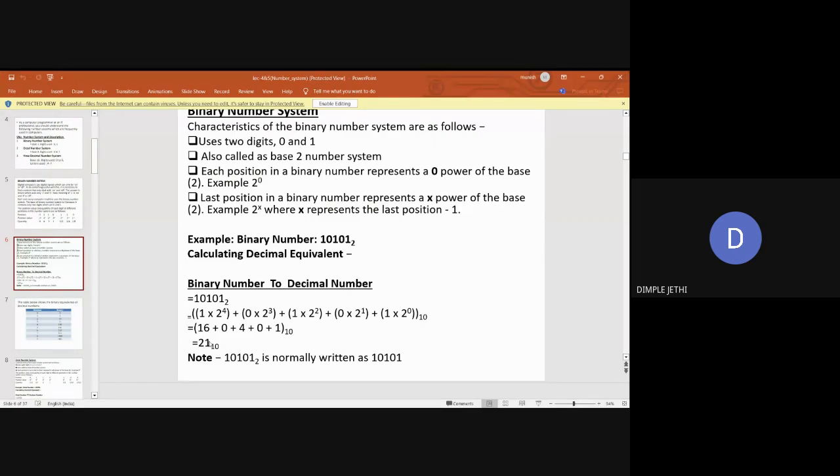So this is your conversion from binary to decimal. You got it? All of you? We will be doing all this number system in the next class, how to convert from one number system to another. So sit with pen and paper.